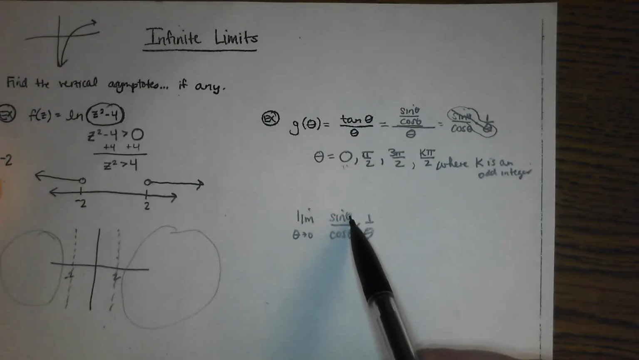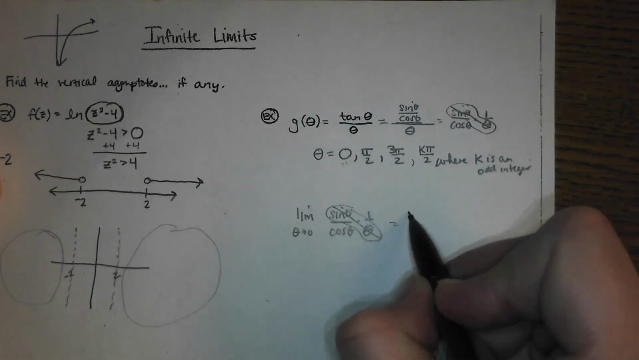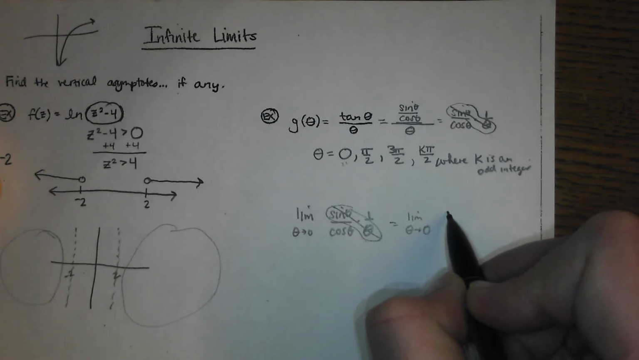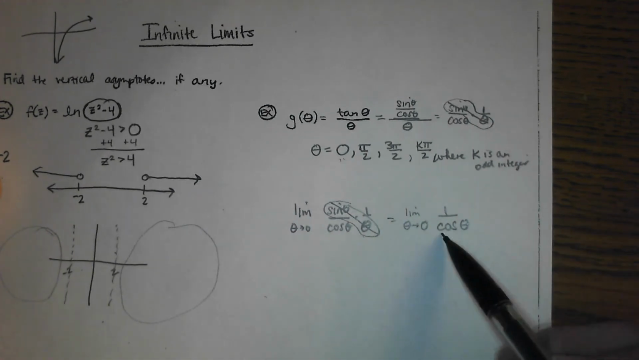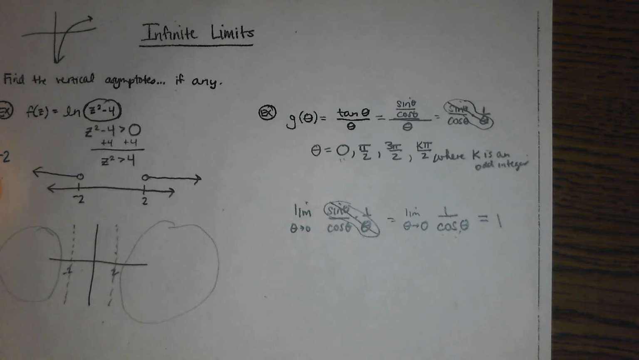This portion, this sine theta over theta part, has a limit of 1. Which means then we're down to just really looking for the limit as theta approaches 0 for 1 over cosine. And what is the cosine of 0? 1. And what is 1 over 1? 1. And so your limit is actually 1 there.